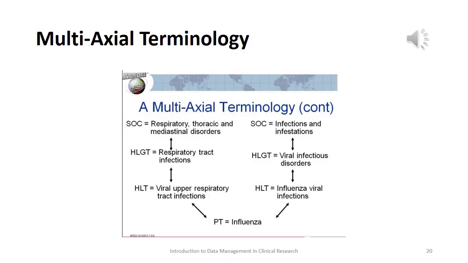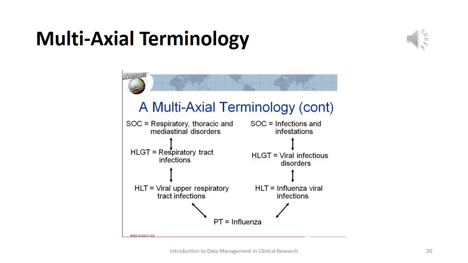This diagram shows an example of multi-axial terminology and how we might use it. If we start on the left side of our graphic, we see that we have a system organ classification equal to respiratory, thoracic, and mediastinal disorders. Then if we move down to the next level, our high level group terminology would be respiratory tract infection. And then to further classify that with the high level terminology, we have viral upper respiratory tract infections. Finally, we get to our preferred term of influenza.